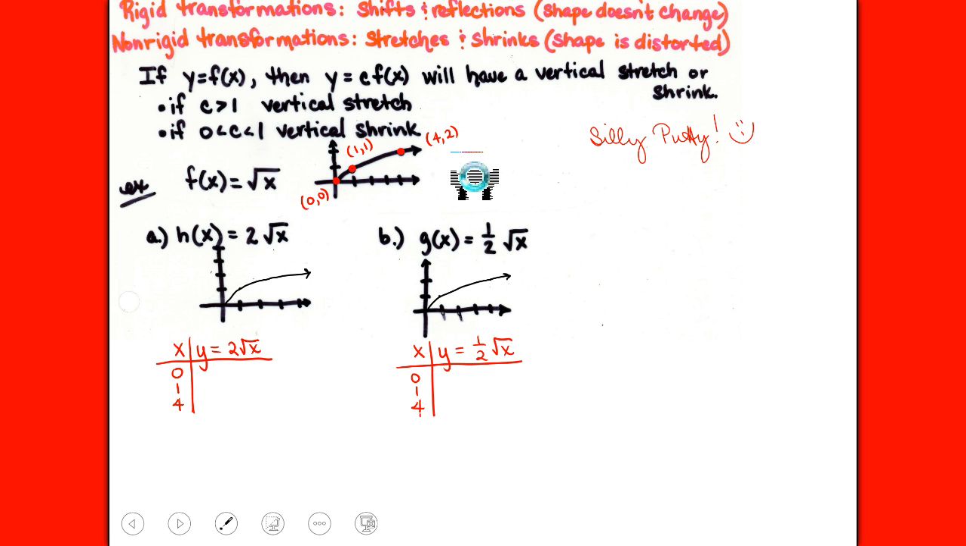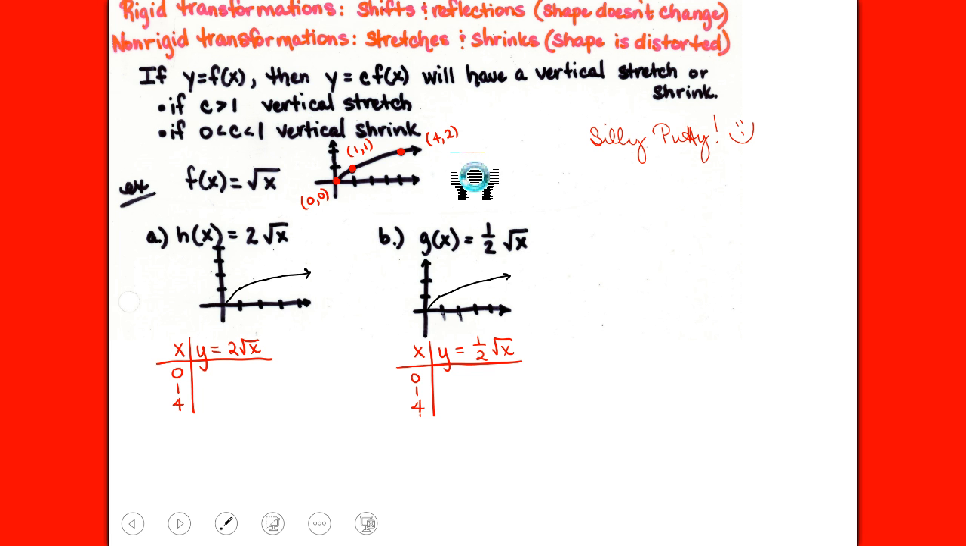So what is a vertical stretch or a shrink? They tell me that if you have a number out in front of your function, like a C value, if that number is greater than 1, it's going to cause a stretch. If that number is between 0 and 1, it's going to cause a shrink.